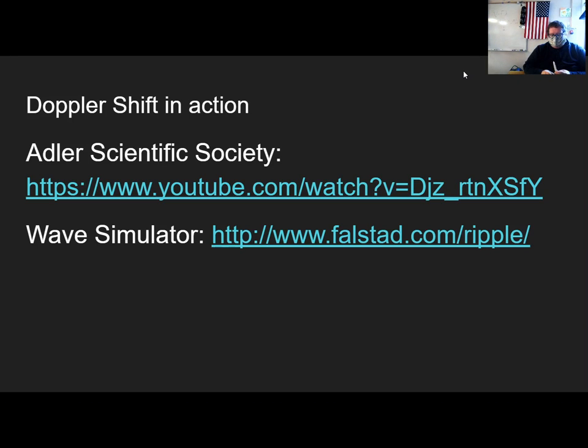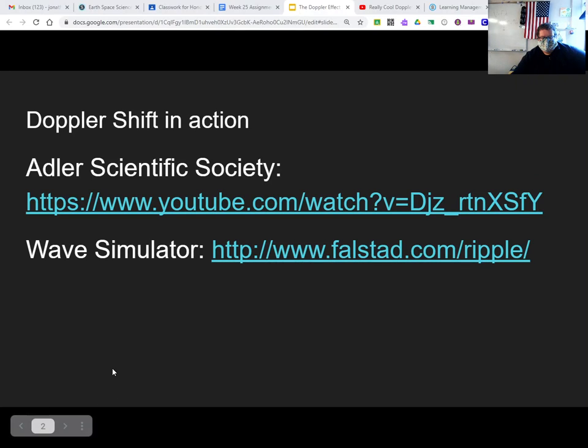Okay, today we're going to be discussing a phenomenon called the Doppler effect. The Doppler effect happens with any kind of waves, but it can most easily be demonstrated with sound waves. So there are 2 videos here and a simulator I'll show you. For the video, I'm gonna stop the recording so you can watch that on your own, and you can do that now.